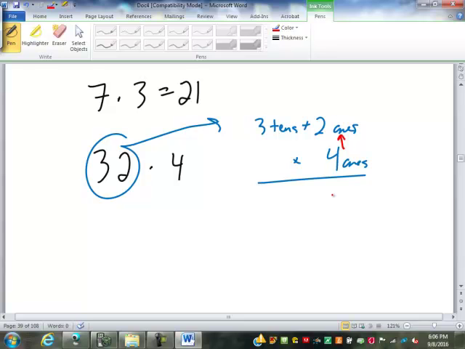I'll do 4 times the 2 1s is 8. 1s times 1s is 1s. And then 4 times the 3 is going to be 12, so I'm going to have to carry. I keep 2 in the 10s, and I carry 1 over to the hundreds.